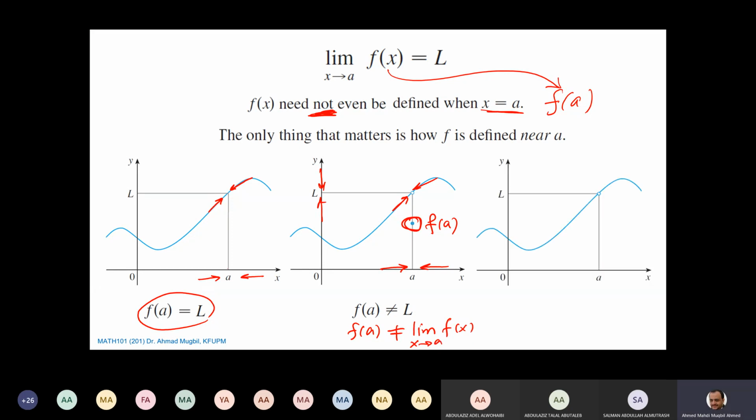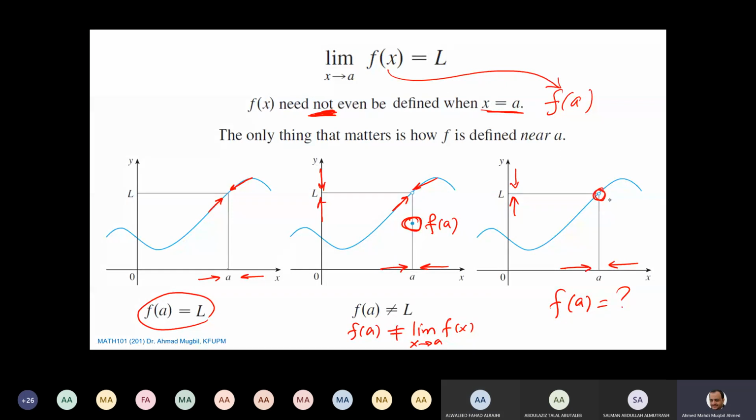Let's take another example. What is the limit here? The limit is L also. When x approaches a from the left or from the right, the values will be approaching L. But what is the value of the function at a? What is f of a? It does not exist. We don't know anything about it. It is a hole. There is a hole here.